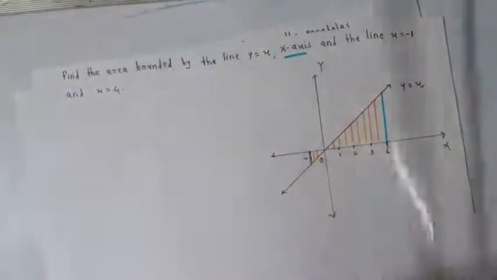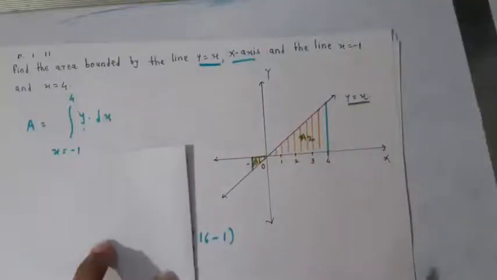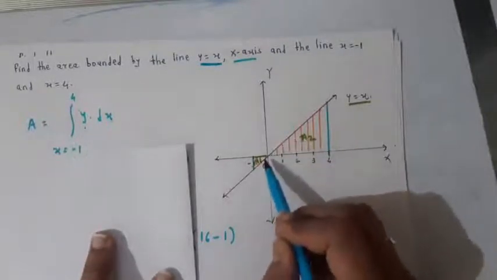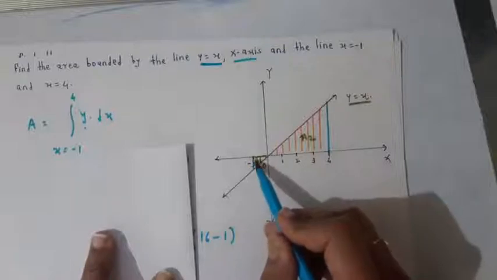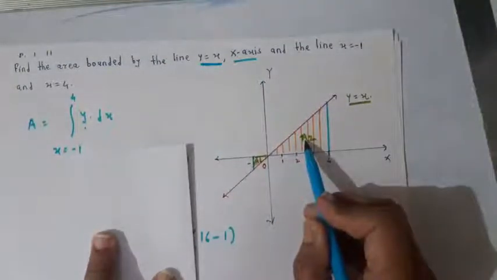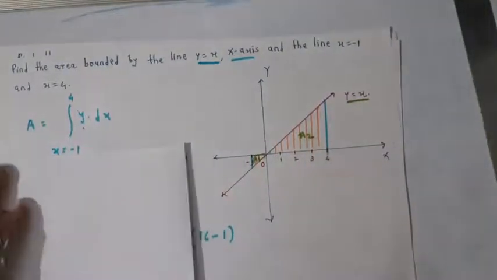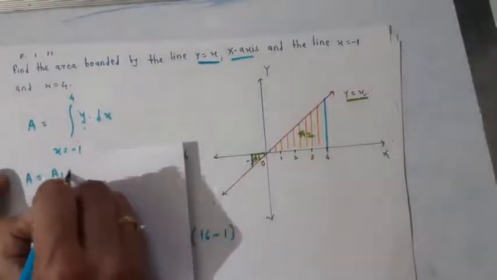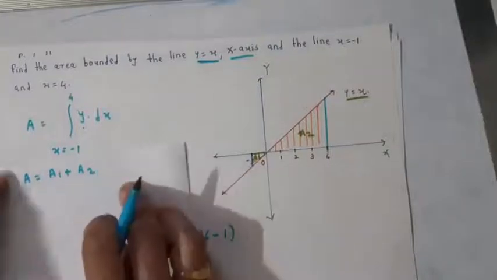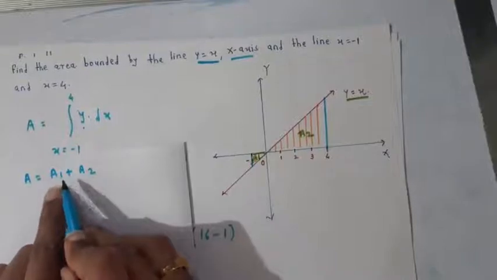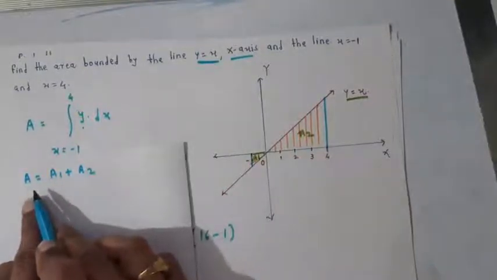So to find the area, we will divide the area into two parts. This is the first part, this much area A1, and this is the second part of area, A2. The total area A equals A1 plus A2. We find area A1, find area A2, and then we add and get the total area A.